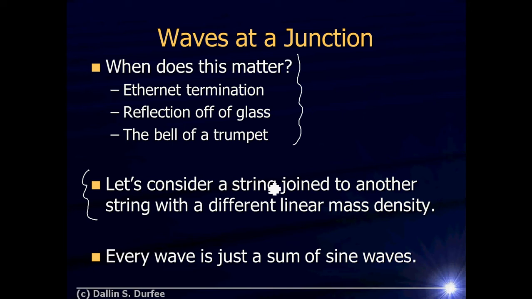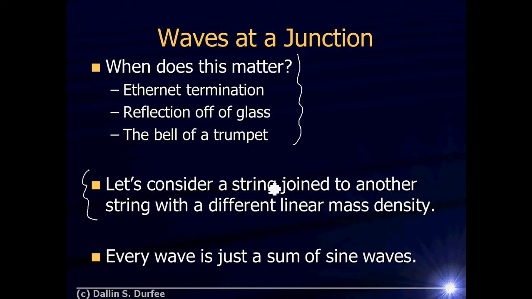Now you want reflections in a musical instrument because you need to set up resonance, as we're going to discuss on another day. But you don't want that reflection to be too strong, or not much of the sound will couple out of your instrument and it won't sound loud. So the bell of an instrument is designed to change the properties of the wave medium in a more gradual way so that less reflection occurs.